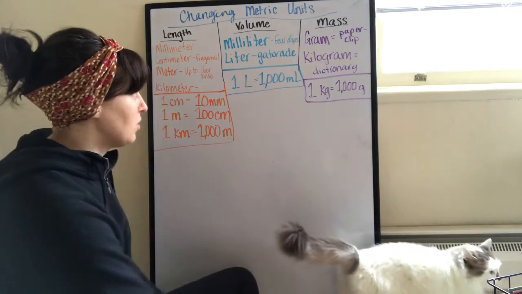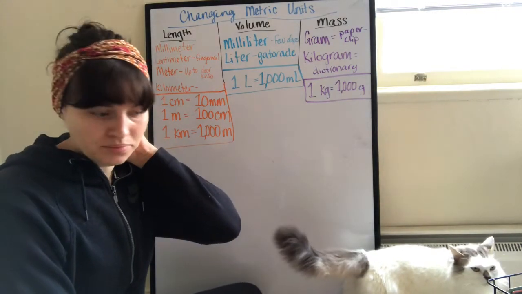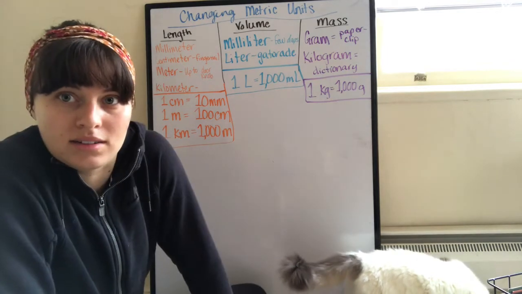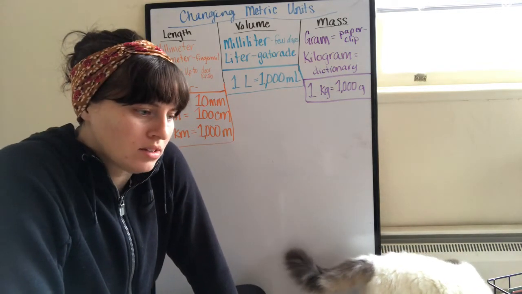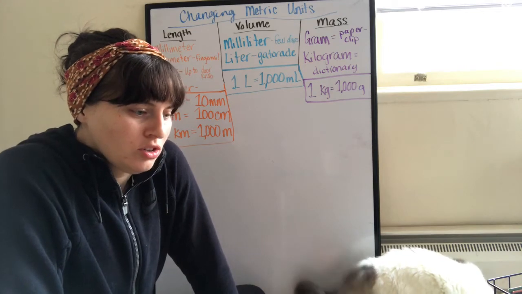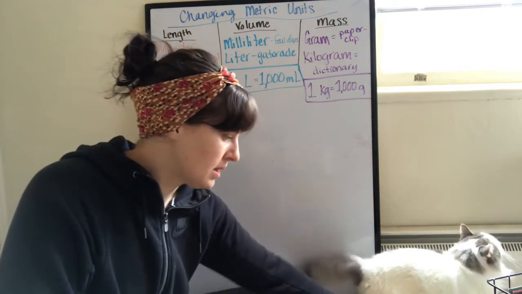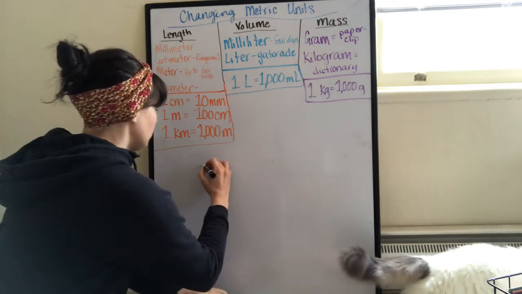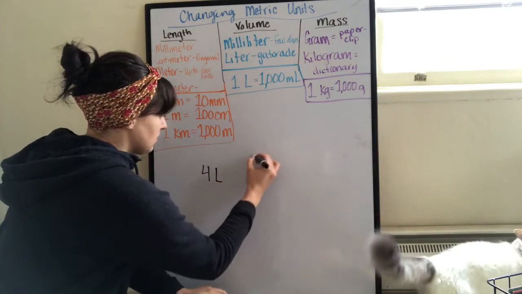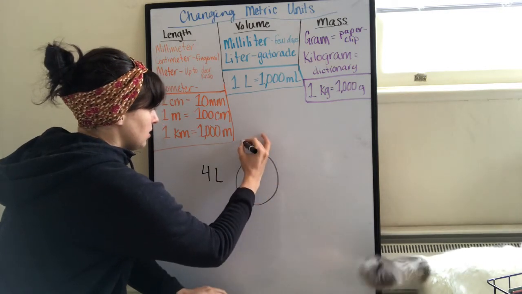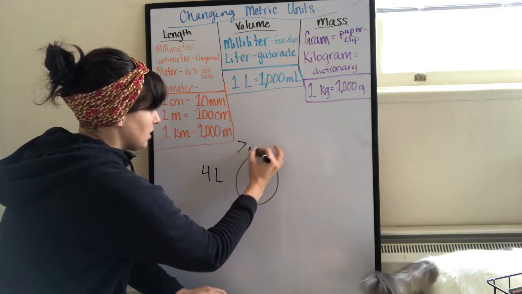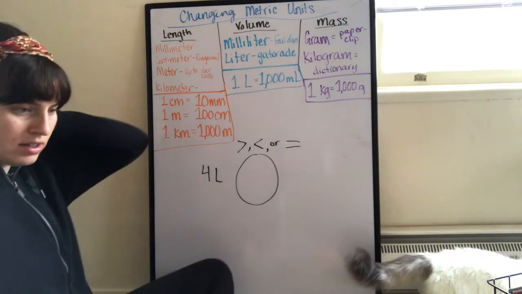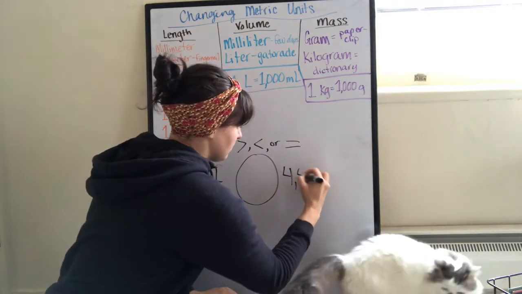So what you're going to do today is just some comparing. And there's no quiz on Khan Academy for it because Khan Academy doesn't have a quiz for it. So you're going to do something a little different. But let's do a few examples. Let's do 4 liters, and we're gonna use greater than, less than, or equal to. 4 liters or 4,500 milliliters.